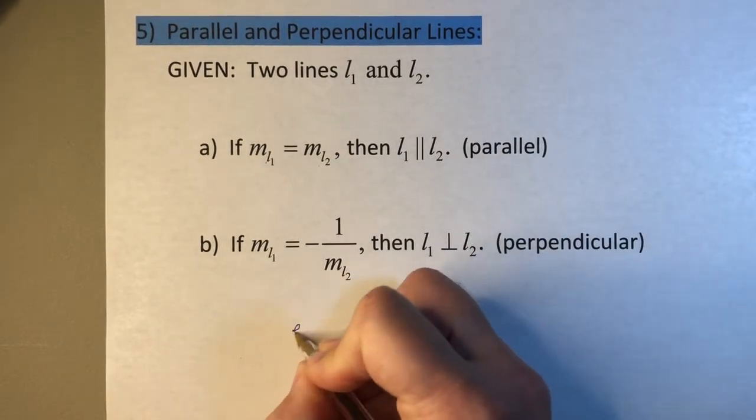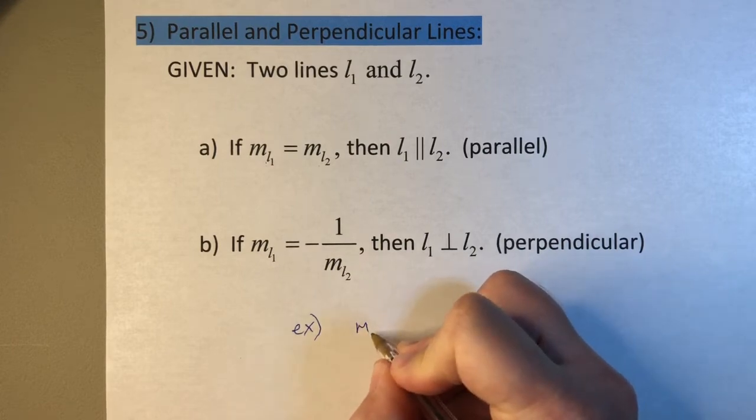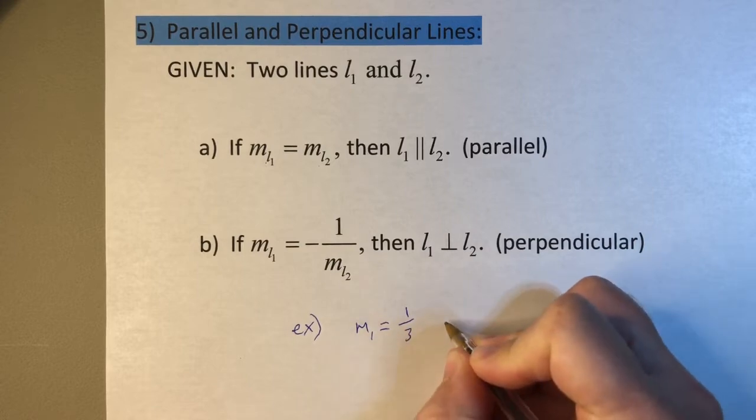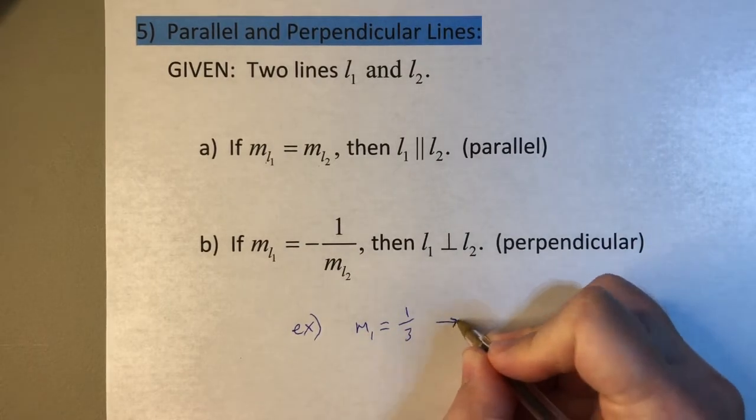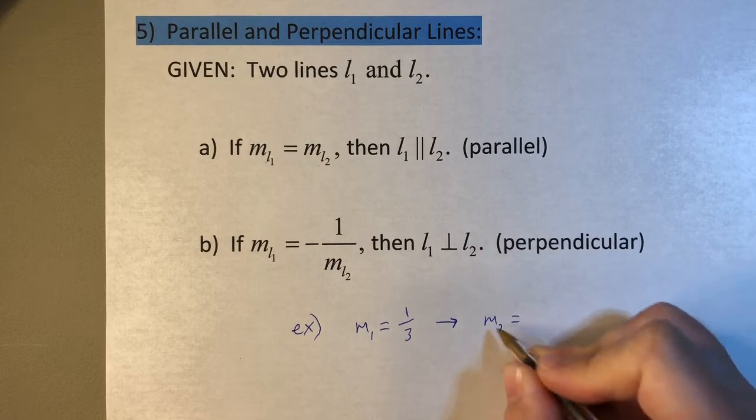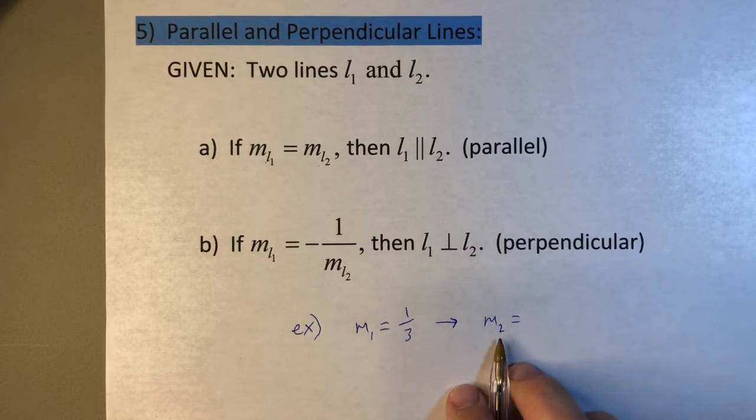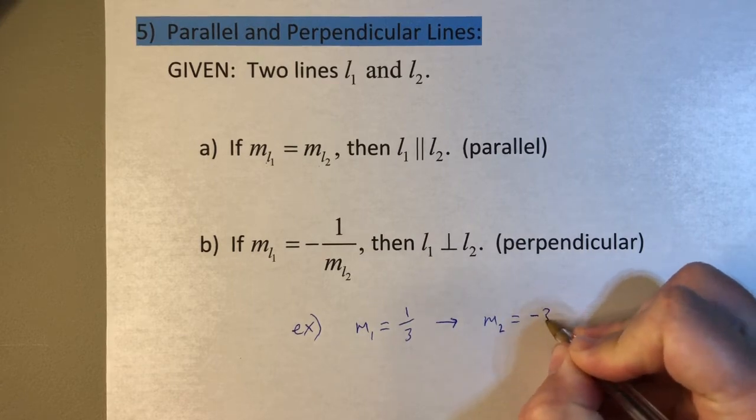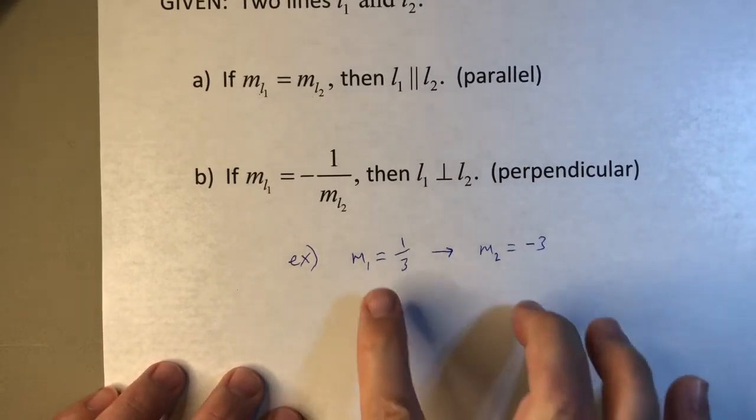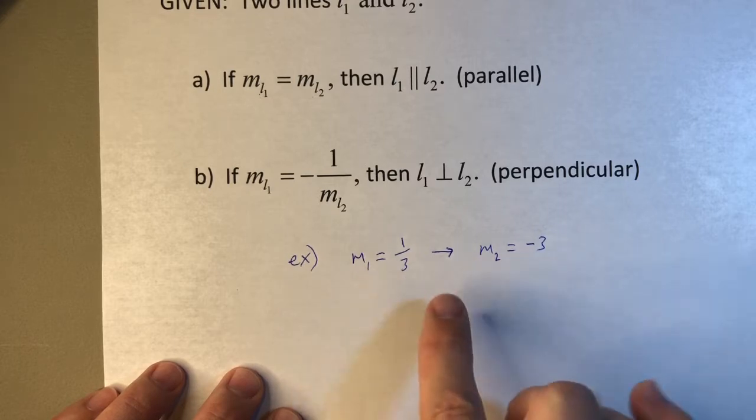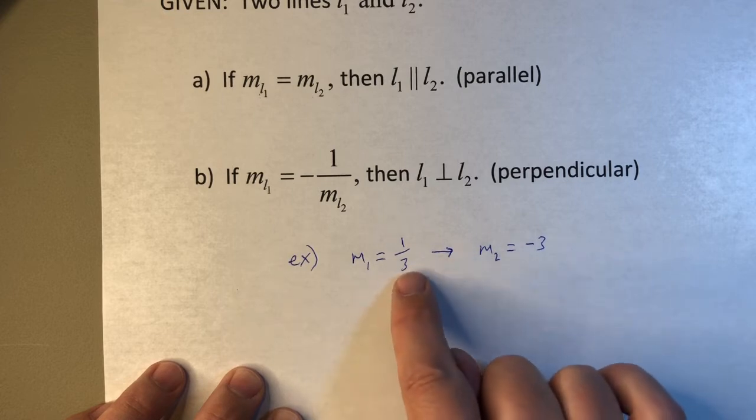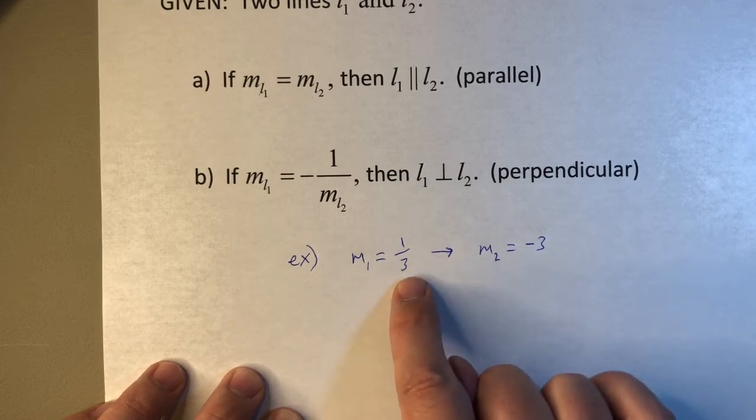An example here would be if the slope of one line is equal to 1/3, then that would mean that the slope of the other line, m sub 2, would have to be what? The negative reciprocal of this is negative 3/1, or just negative 3. So these 2 lines would be perpendicular, because their slopes are negative reciprocals. Another way to look at it is if the product of these 2 slopes equals -1, then the 2 lines are perpendicular.